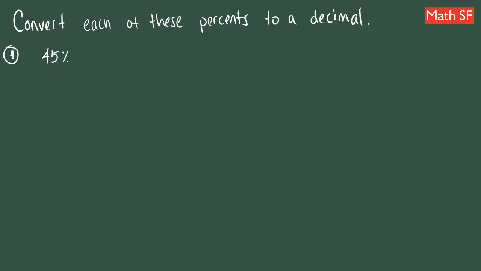Well, recall that to convert a percent to a decimal, you're dropping the percent sign. Whenever they ask you to get rid of the percent sign, it means to drop the percent sign. As we covered earlier, to drop the percent sign means to divide by 100. So this 45 is going to be 45 divided by 100.